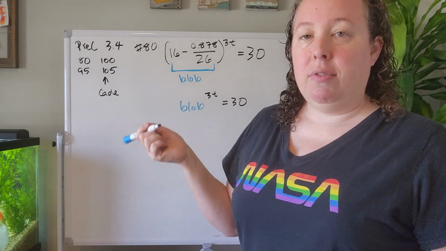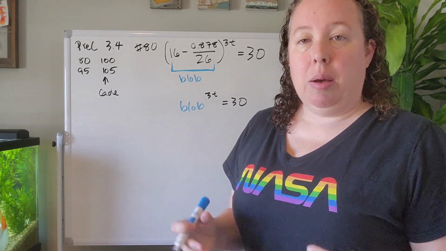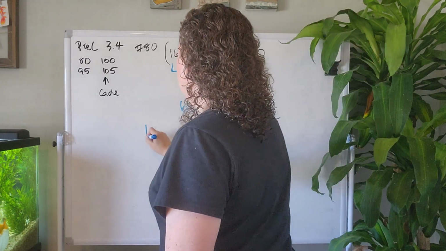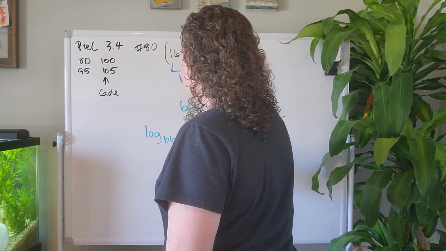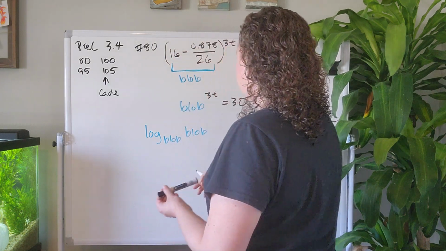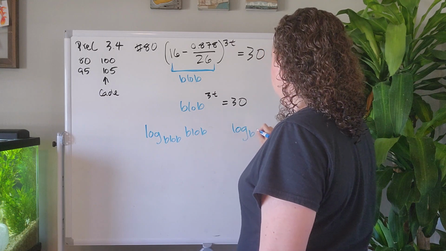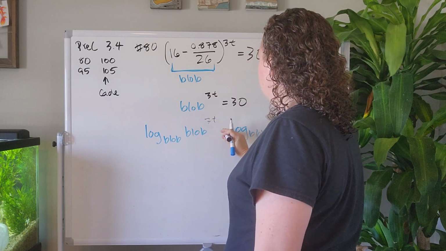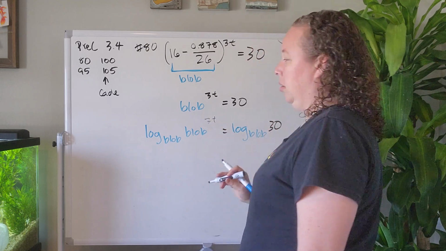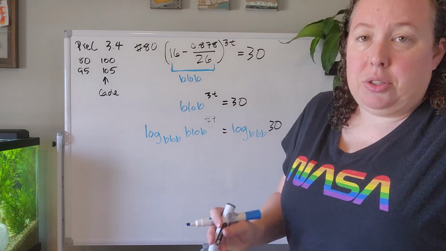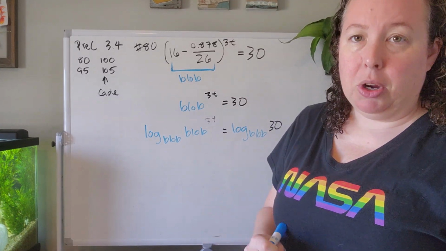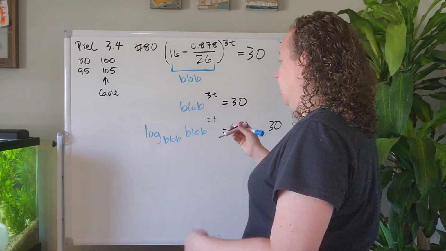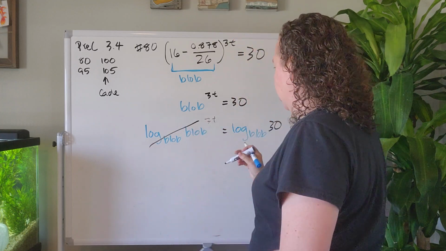And so when we have a base that we need to get rid of, the opposite operation that we need to do is a log. And so we are just going to take log base blob of both sides. Because it's just a number, and to get rid of that numerical base, we just need to take a log with that base. We do this because this means that base blob and log base blob cancel out.